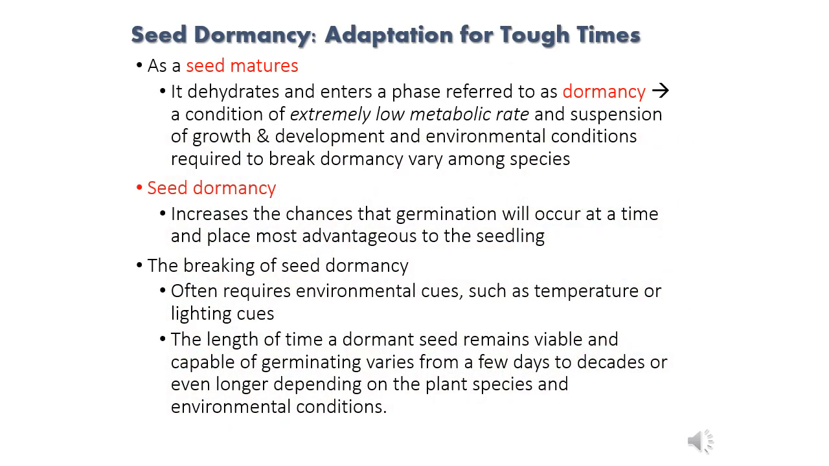So seed dormancy means what? The seed does not germinate. Why? Because the environment is not appropriate for them to germinate. So that's why it is called dormancy. It is a condition where there is low metabolic rate and there is suspension. Suspended means tak bergerak, stop saja. Dia macam pause lah video tu. So growth and development are being suspended.